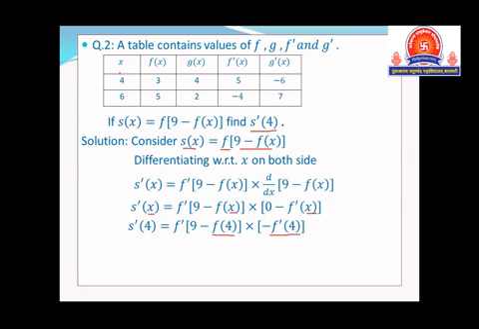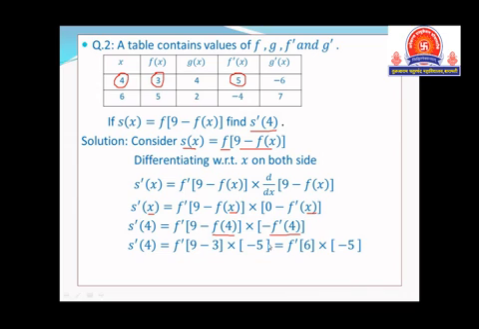Now first we have to find from the table f of 4 and f dash of 4. So how to find? See, in first row the value of f of 4 is 3 and the value of f dash of 4 is 5. So put these values here. So what we get? f dash of 9 minus 3 into minus, take as it is, and value of f dash of 4 is 5. So it is minus 5.